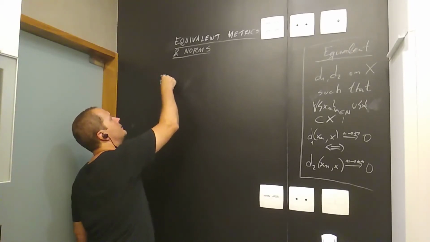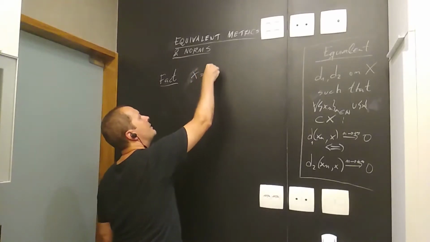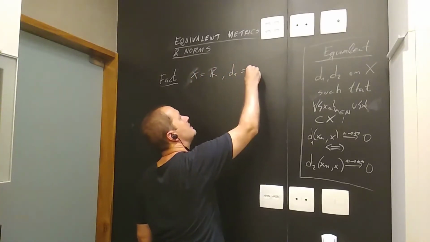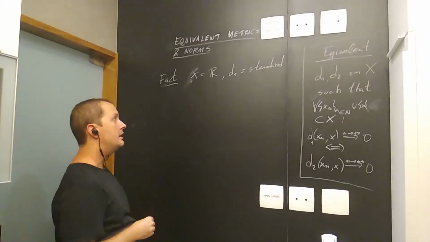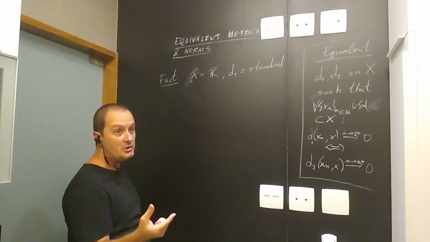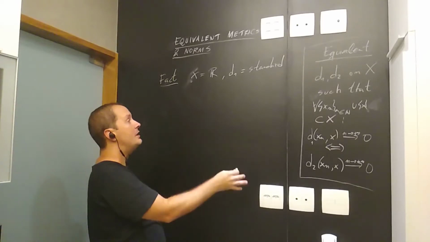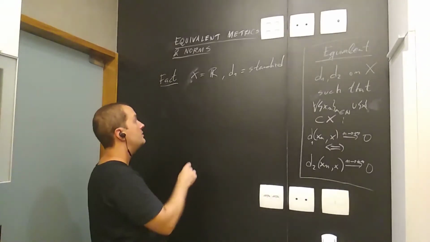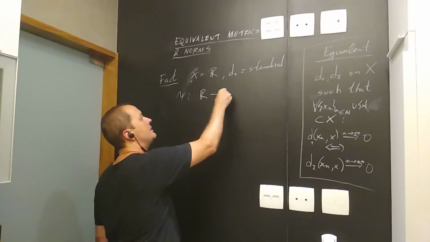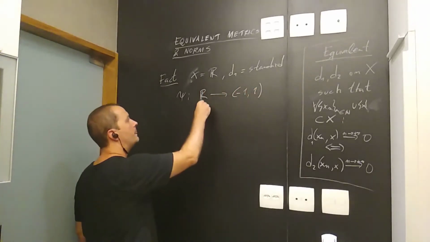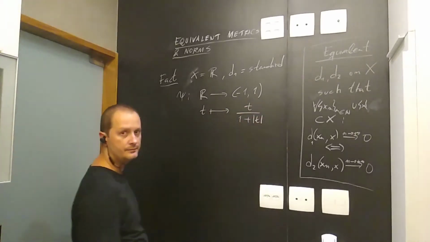So let me write down a fact here. Let's say that if we're talking about X, the real line, and D1 is the standard metric. And well, the standard metric, let me remind you, is that the distance between two real numbers is the absolute value of their difference. Okay? So now I'm going to give you a metric that turns out to be equivalent to D1. To define it, let me first define a function that maps the real line to the interval -1, 1. It takes t and produces t divided by 1 plus absolute value of t.